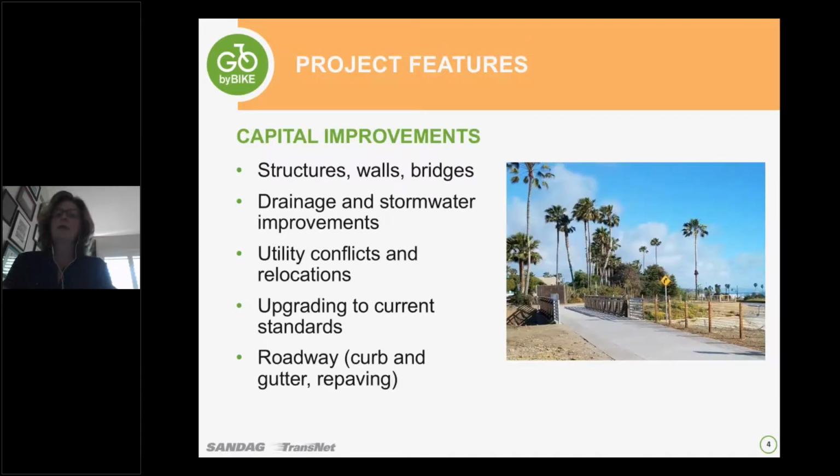If we go to the next slide, though, in many projects, we have additional capital improvements, and this drives our scope, schedule, and budget for sure. The photo you see there is a bicycle pedestrian bridge that was built and opened last summer in the Cardiff area as part of our Coastal Rail Trail program. So we will have many times a lot of structures, whether walls or bridges. We'll be improving drainage. Just like any other mode, we'll have potential utility conflicts and have to get those out of the way. And a lot of times we'll need to put the roadway back together when we're done. So we'll be paving, we'll be putting in curb and gutter if necessary. All those things kind of go together into all of our projects.